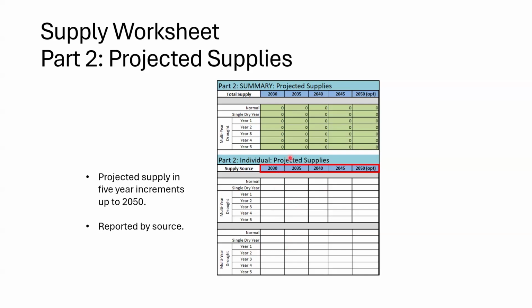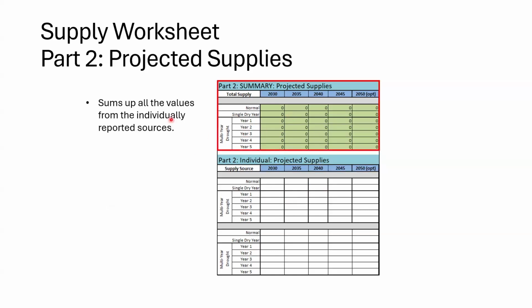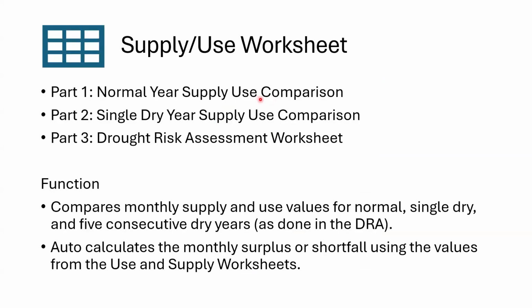And these are the 5-year increments that will be used for the UWMP, so it's really helpful for that. And then it's going to sum up all the values up here from your individually reported sources. Again, the data you put in each cell for each source is going to be summed up in their respective cell. And at the end, I'm going to do a demonstration of how that might look. It might be confusing just explaining it, so you'll see towards the end.